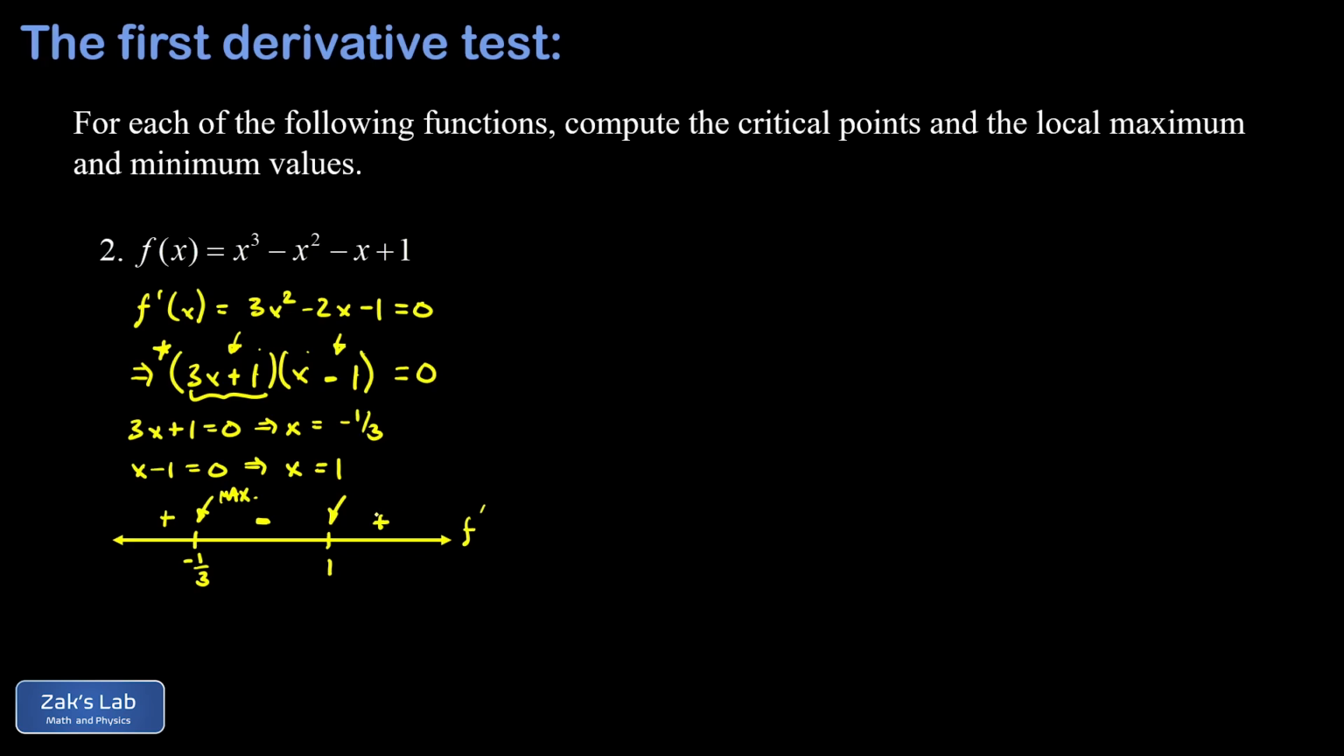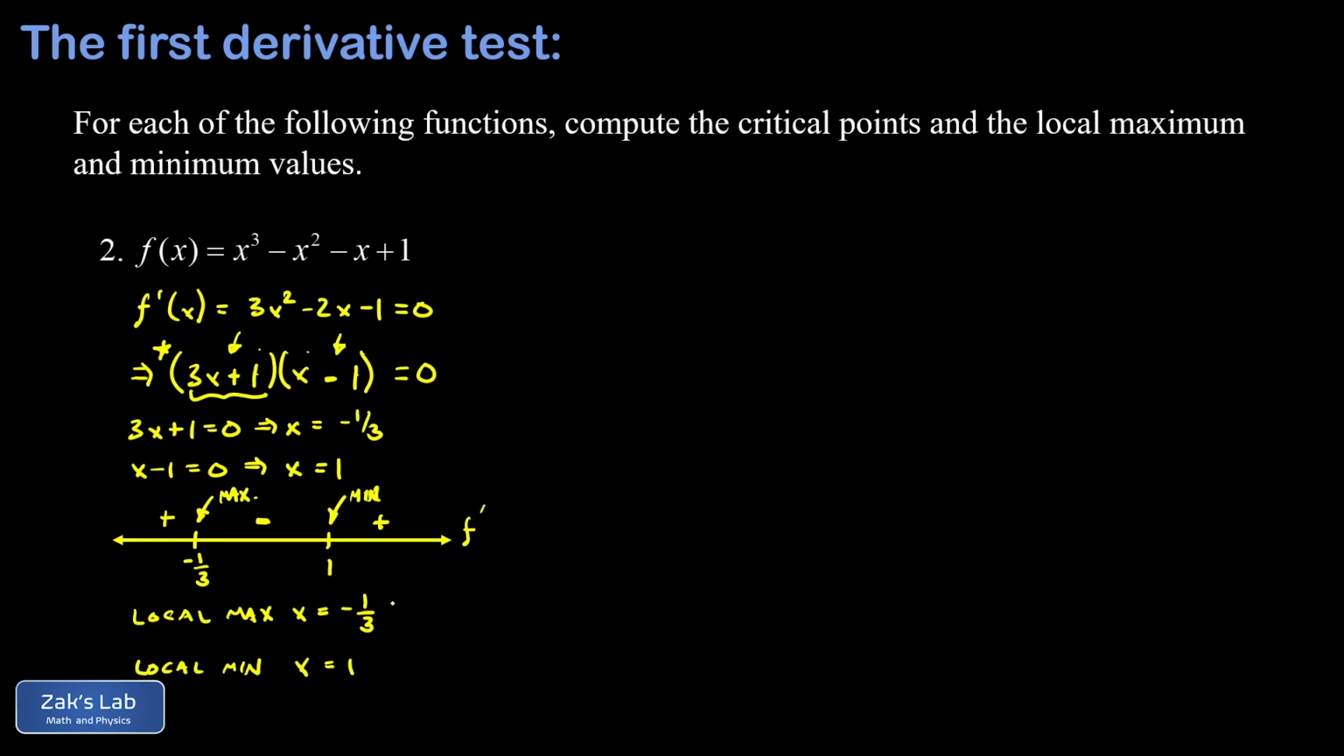Now when I'm at x equals 1, I'm switching from decreasing, so the function is going downward to the left of that point, and then switches to going upward, which puts it at the bottom of a valley. That's a minimum right there, a local minimum. So I have a local maximum at x equals -1/3 and a local min at x equals 1.